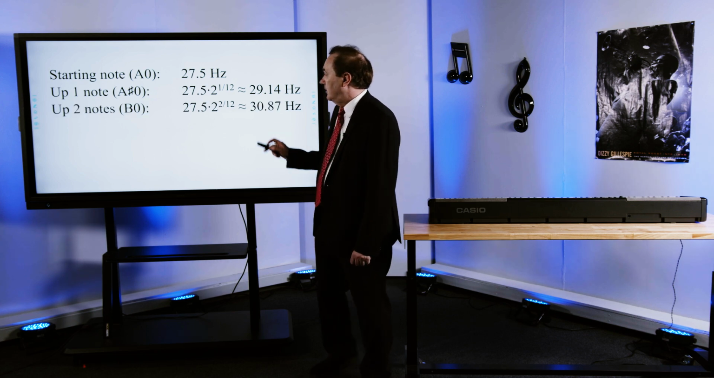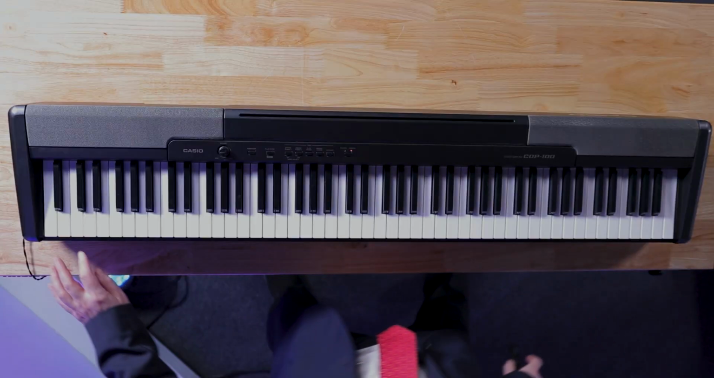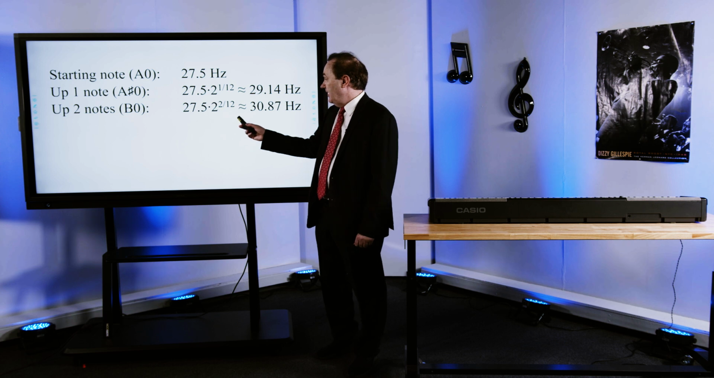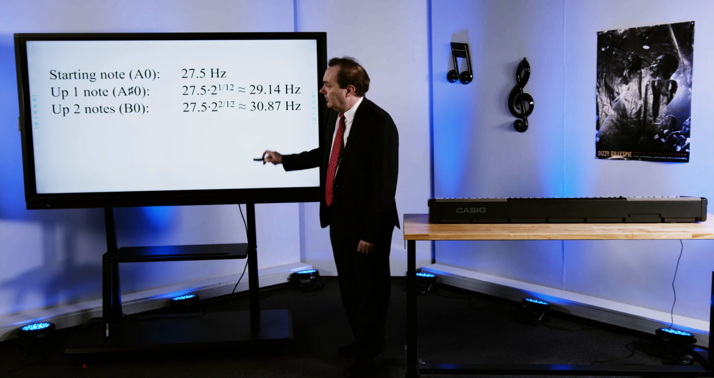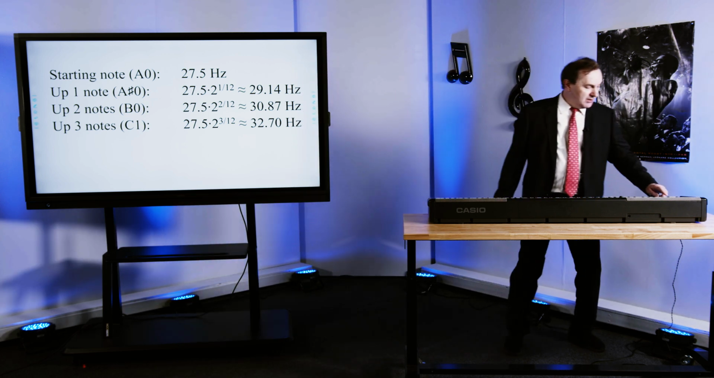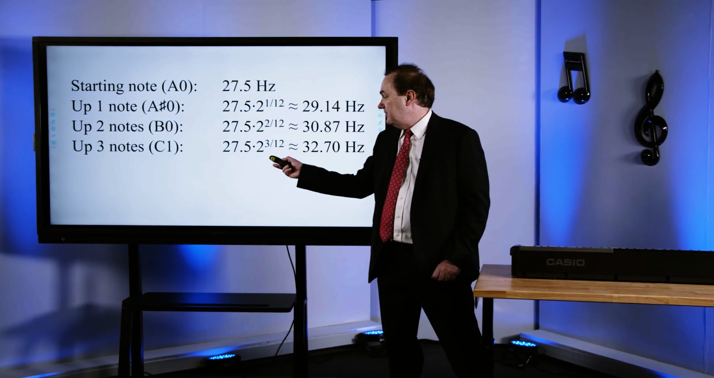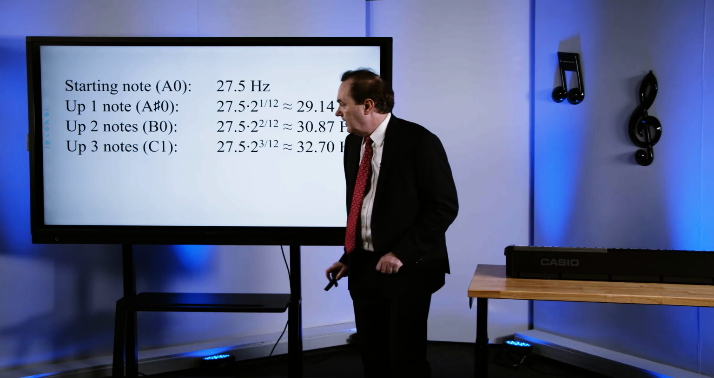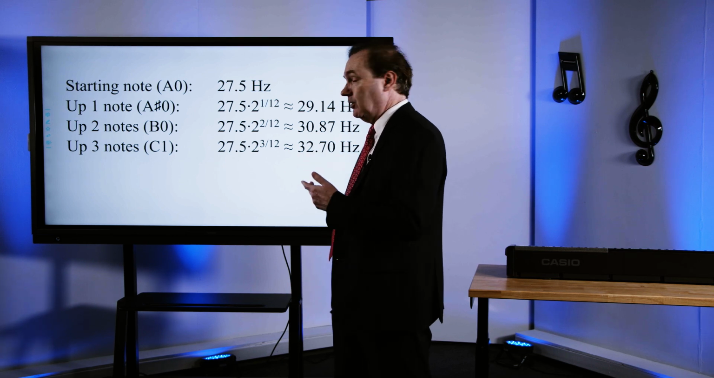Going up another note, which puts us 2 notes above the starting note, now we have the note B0. The frequency will be 27.5 times 2 to the 2/12ths. That gives us about 30.87 hertz. Going up 3 notes from the starting note, now we're at the note C1. The frequency would be 27.5 times 2 to the 3/12ths. That's about 32.70 hertz.